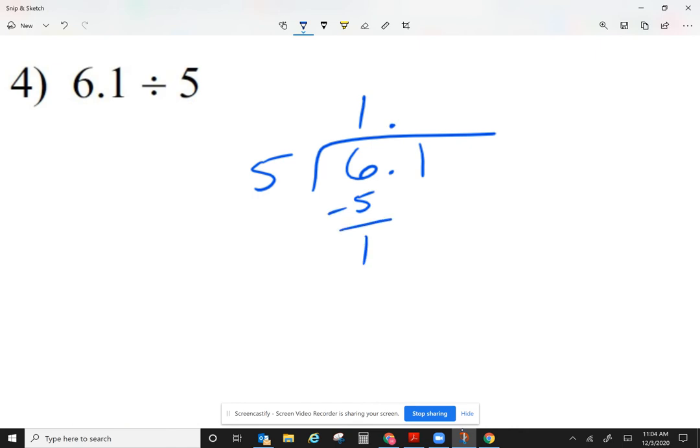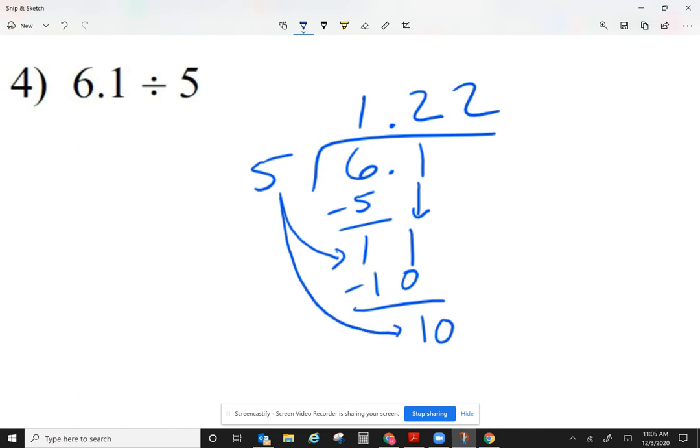All right, let me bring the next number down. Now, how many times does 5 go into 11? I'm going to say 2 times, because 5 times 2 is 10. Let me subtract this. I get a remainder of 1. After the decimal point, I have as many zeros as I need. So let me bring down another 0. How many times does 5 go into 10? I'm going to say 2 times. 5 times 2 is 10. My remainder is 0. So my result will be 1.22. Positive, since the numbers at the beginning were both the same sign.